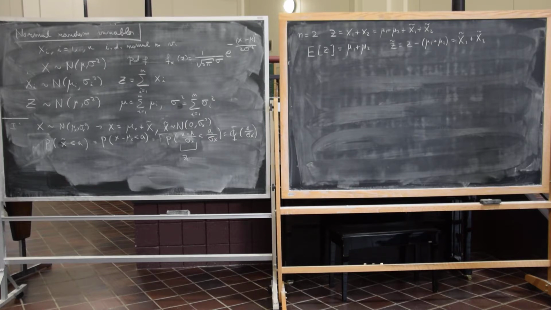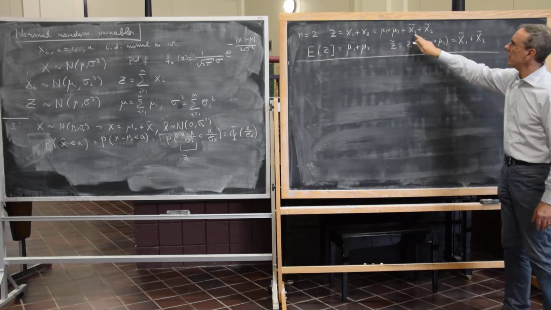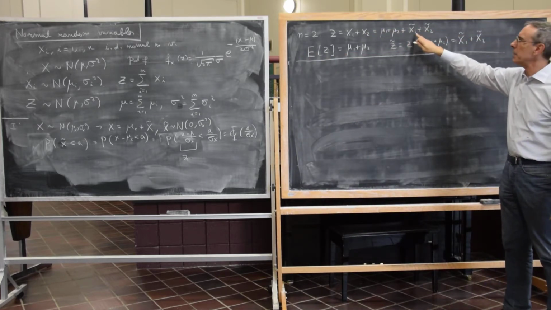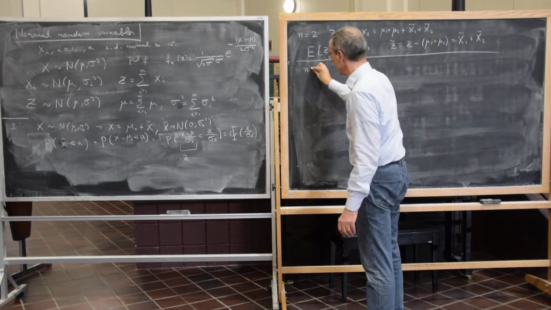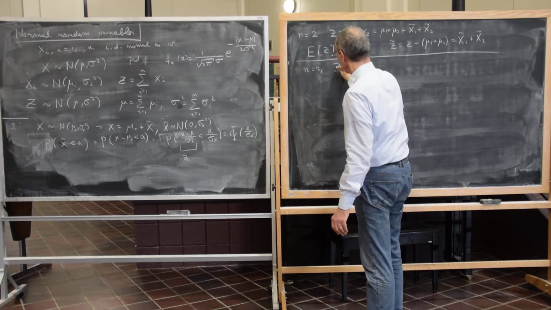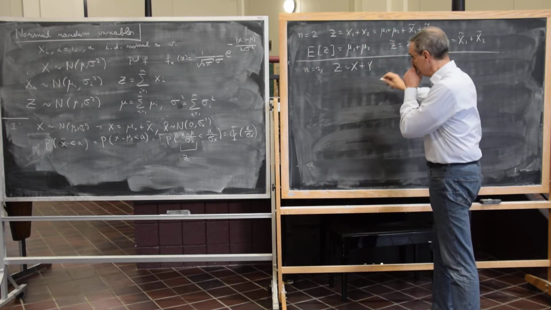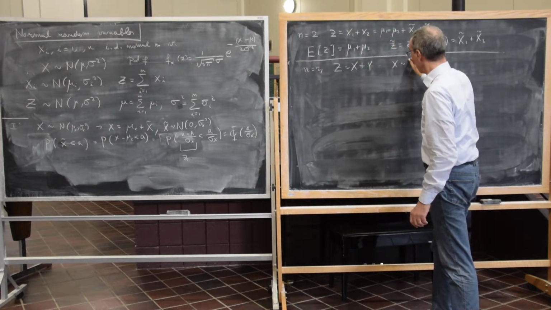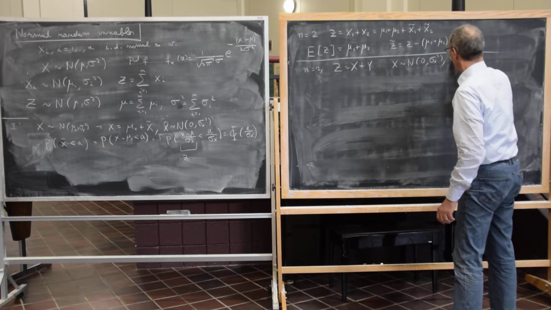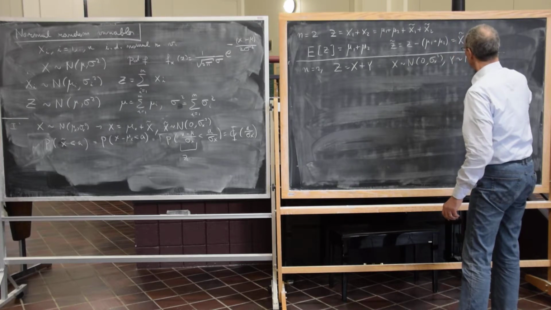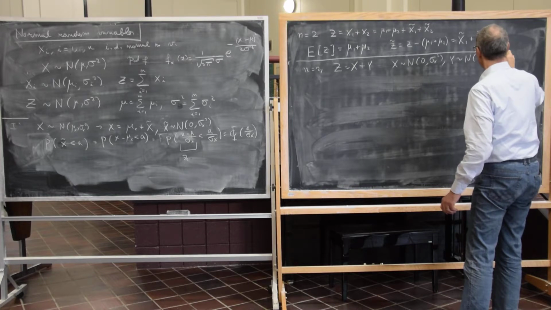Okay? So for convenience, I eliminated the tilde and the 1 and 2, and I call these x and y. So now the claim is the following. I take z equal to x plus y, where x is a normal 0 sigma_x squared and y is a normal 0 sigma_y squared.